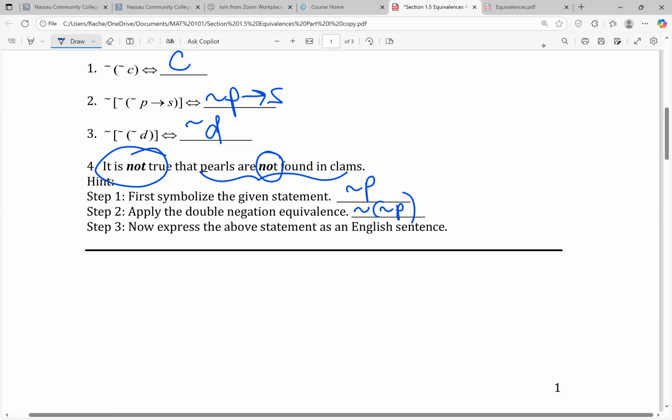And that's equivalent to P. So now let's write it in words. The above statement as an English sentence is that pearls are found in clams. So that would be the equivalent statement in English.